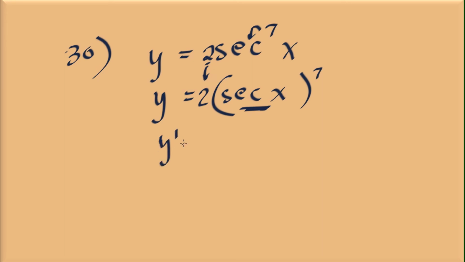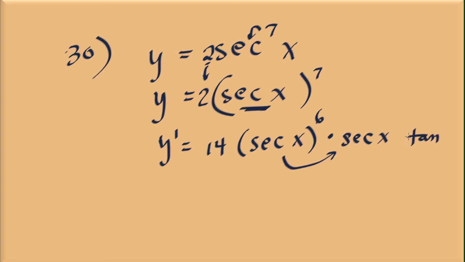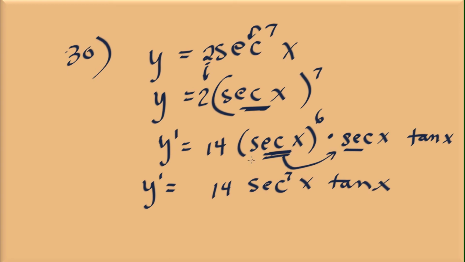So your y prime, using the chain rule, is 7 times 2 is 14. Okay, copy that same base, secant x, to the 6, and then go ahead and get the derivative of that. Okay, the derivative of secant x is secant x tangent x. So that will be our derivative. Now we have this secant to the 6 of x times secant x. That makes it secant to the 7th of x, then tangent x. Okay, I just multiply these two secants together. That's why we have the secant to the 7th of x, and then times tangent x.